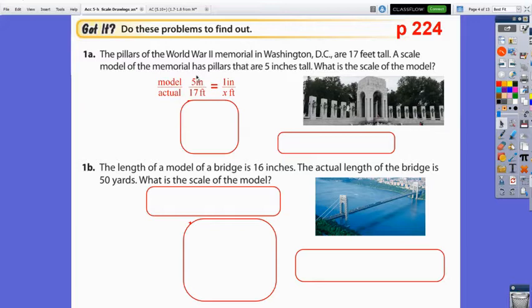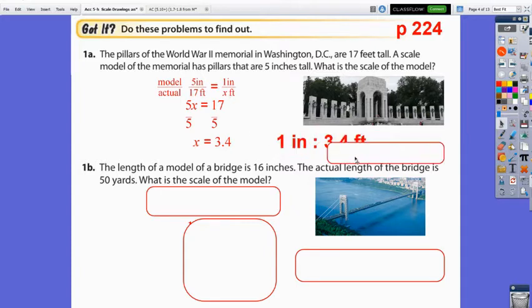Okay. And this one's not so easy to do in your head because 5/17 isn't an easy fraction to simplify or do in your head. Okay, but you do know that it's divided by 5 here, so you could divide this by 5. That's what you're going to do eventually, because when you cross multiply, you get 5x equals 17. So divide by 5, 17 divided by 5 is 3.4. So that means that the scale is 1 inch to 3.4 feet. 1 inch to 3.4 feet is the scale. Must have the units in here when they are different.